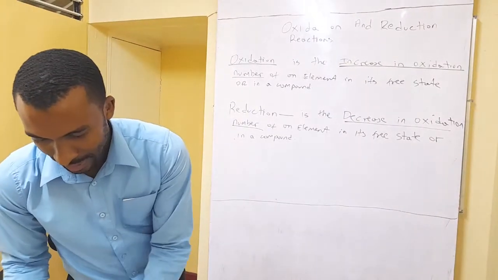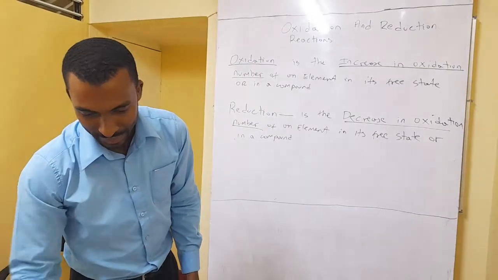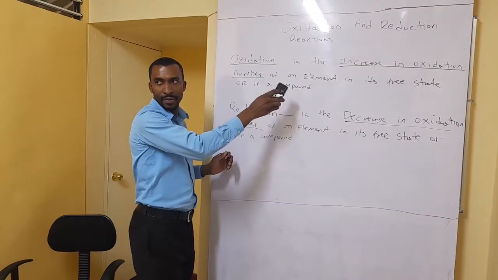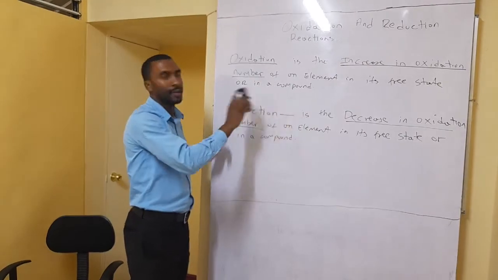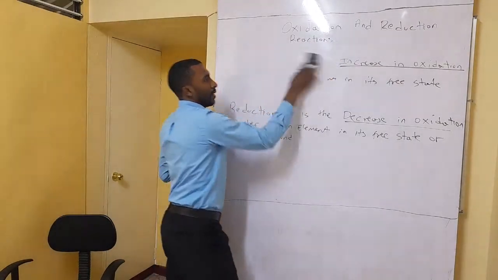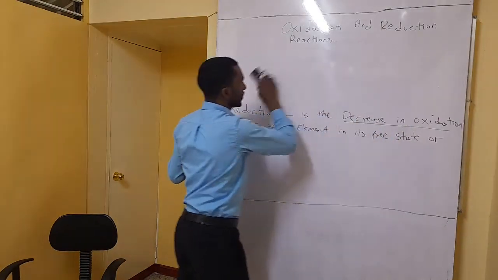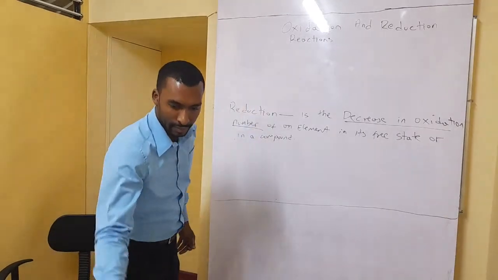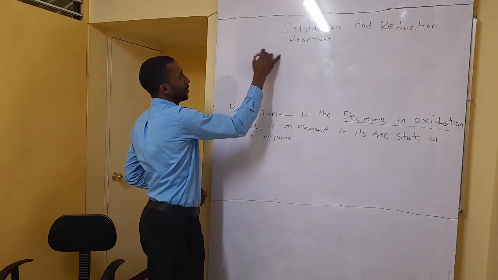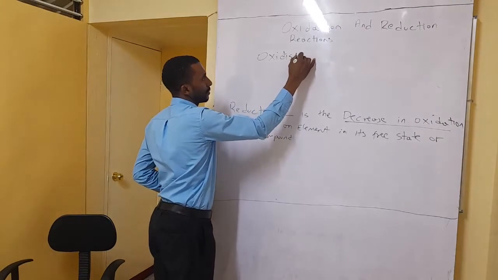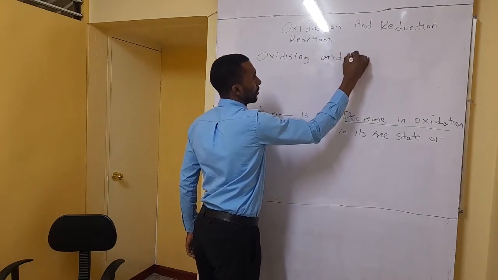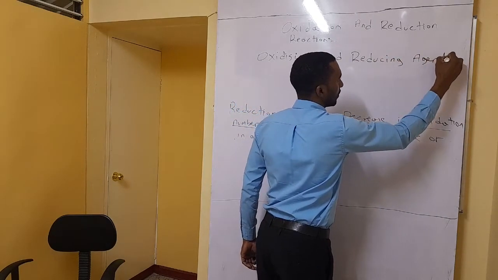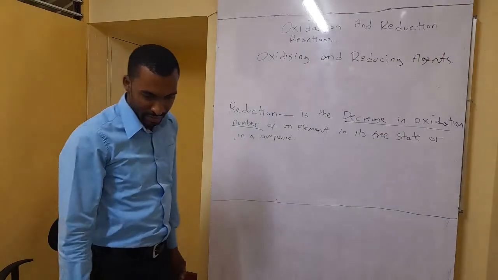Then the next thing that I need to talk to you about, oxidizing and reducing agents. Alright? And for the agents, can I erase this now? Go ahead. Alright, so those are oxidation and reduction. Alright? We should talk about oxidizing and reducing agents. Alright?